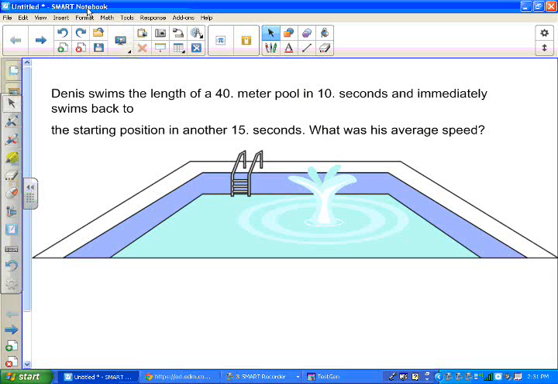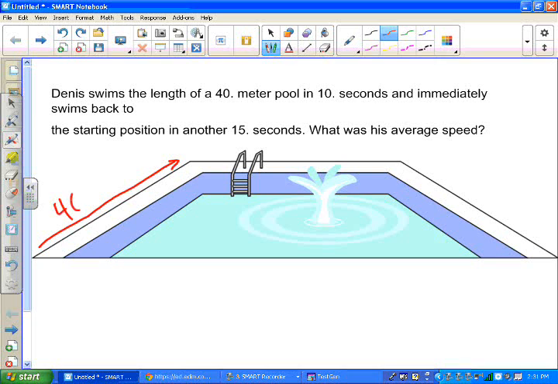So the first problem we have is Dennis is a swimmer that swims the length of the pool, which is 40 meters, and he does that in about 10 seconds. So we always want to draw a picture. This time I put a picture in there, and I'm showing that he swam 40 meters there in 10 seconds.